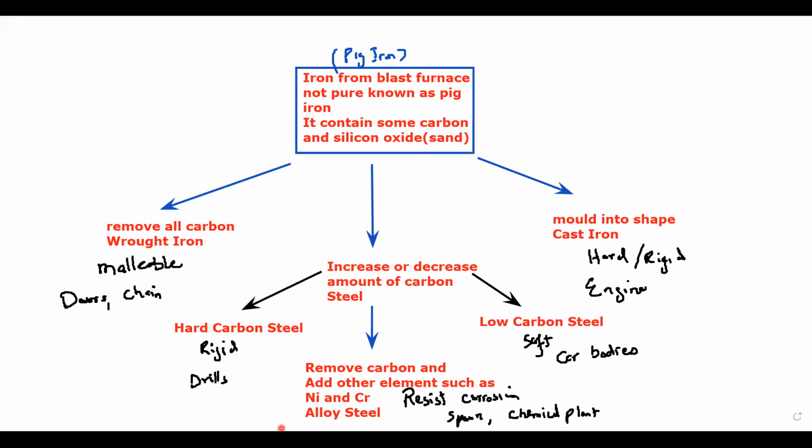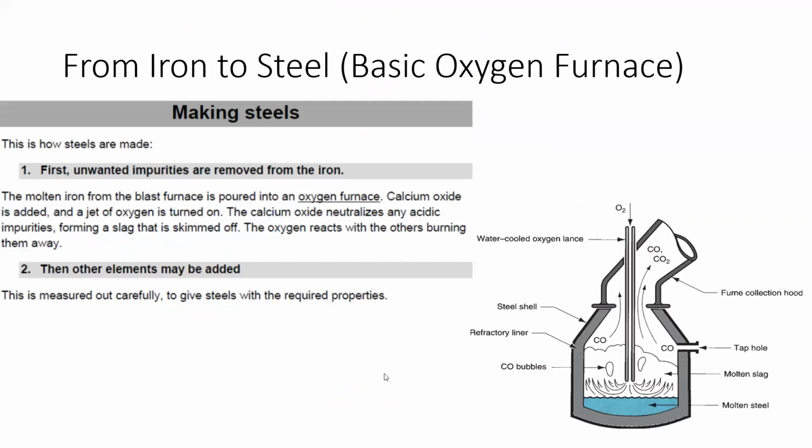Then converting the iron into steel, how can we convert it? If we want to convert the iron into steel, that is called a basic oxygen furnace. So in a basic oxygen furnace, we can convert the iron into steel. This iron which we extract from the blast furnace, the molten iron which we have in the beginning.